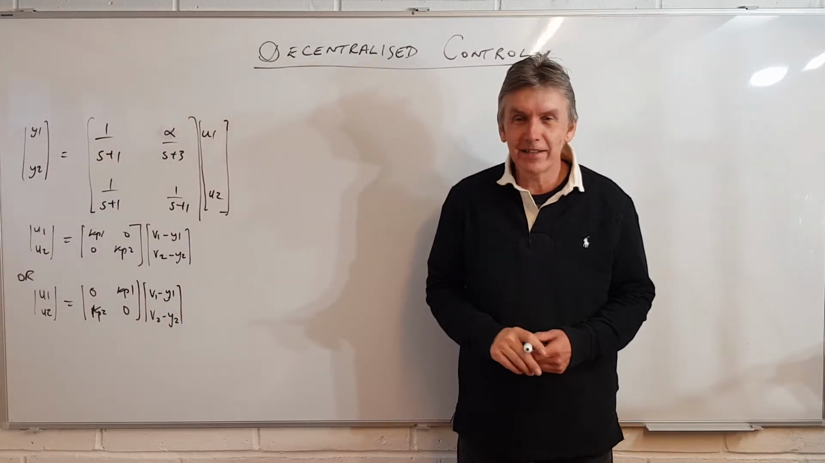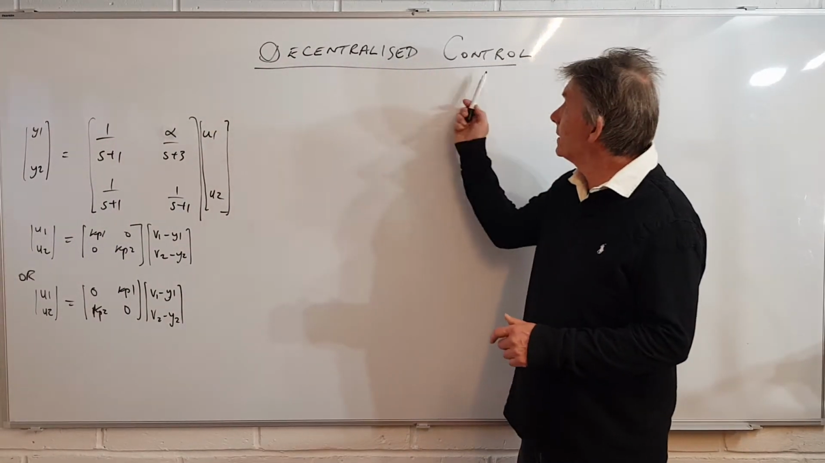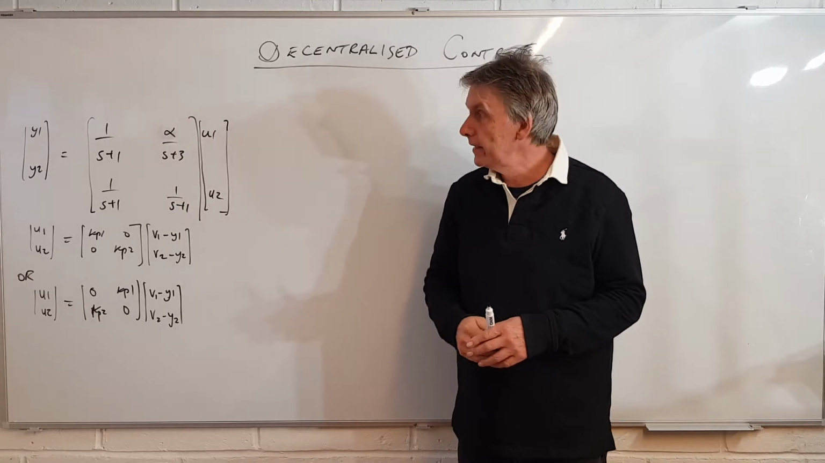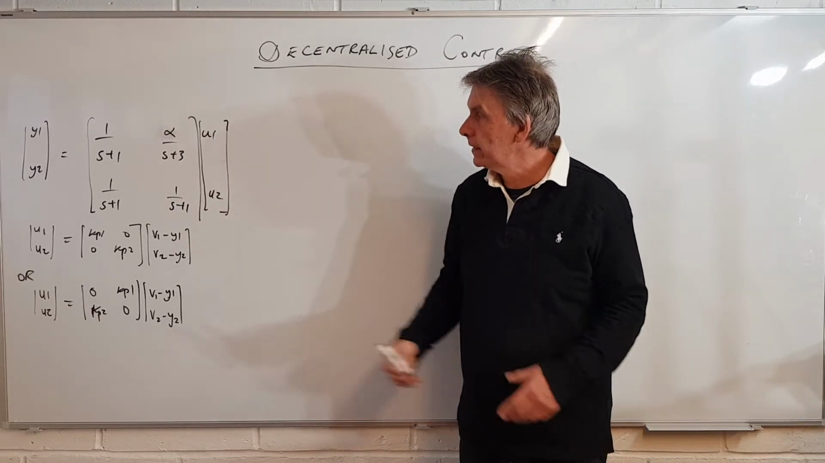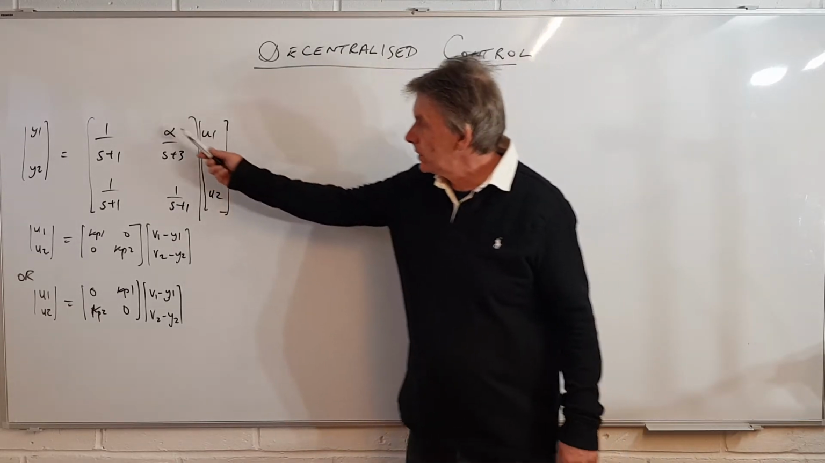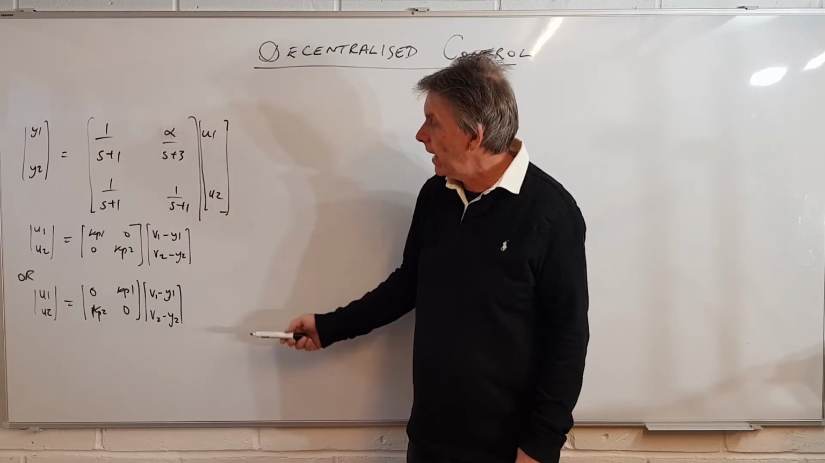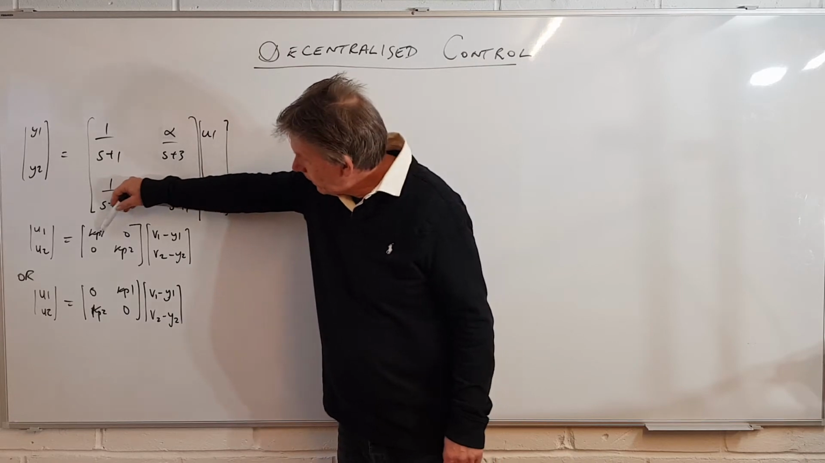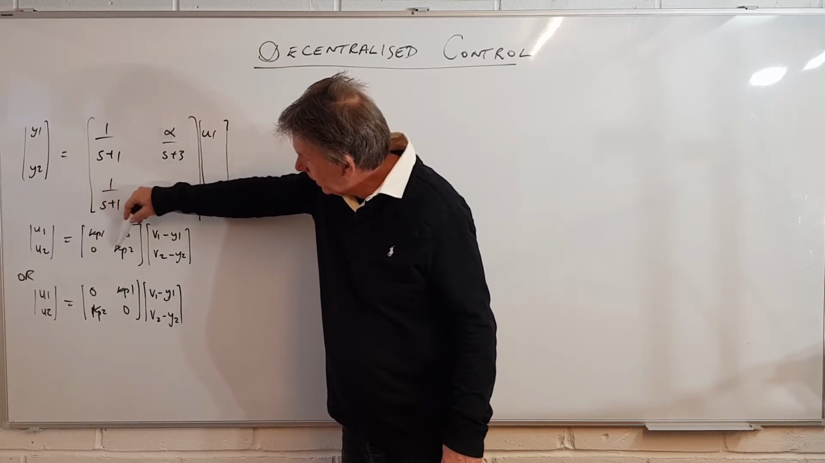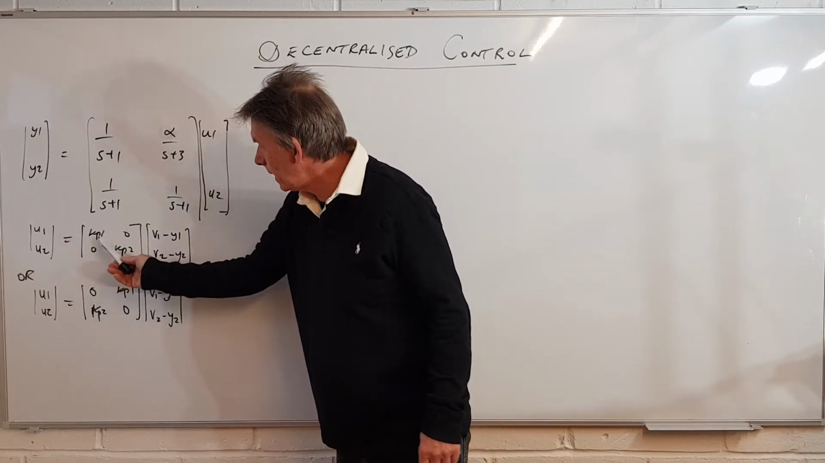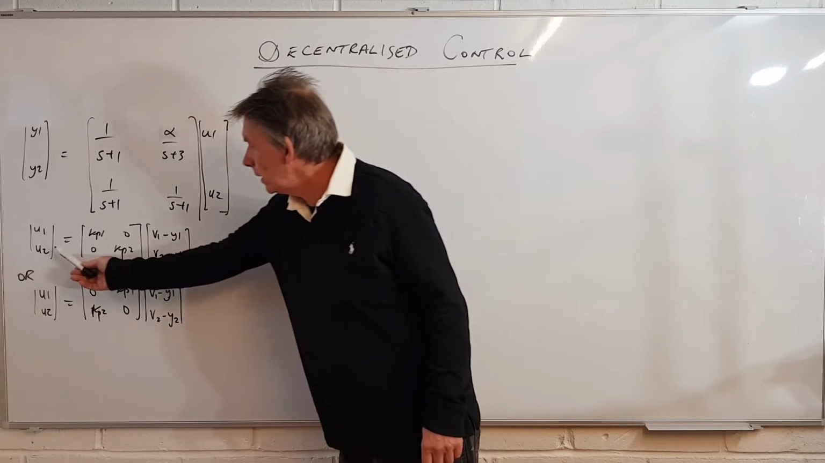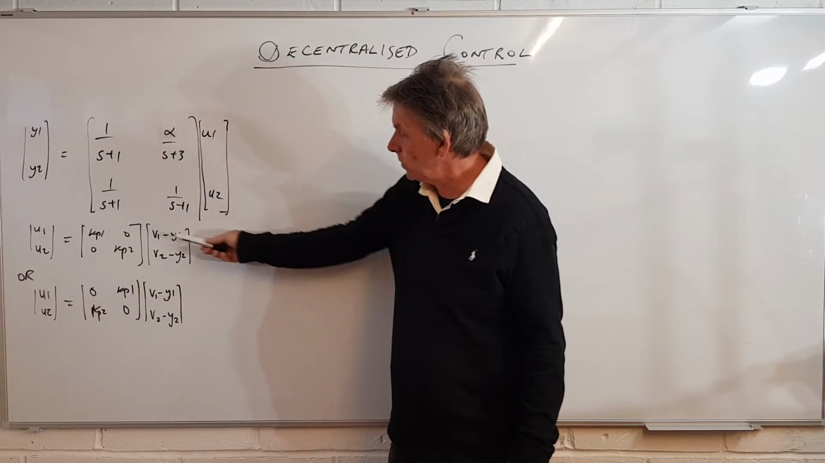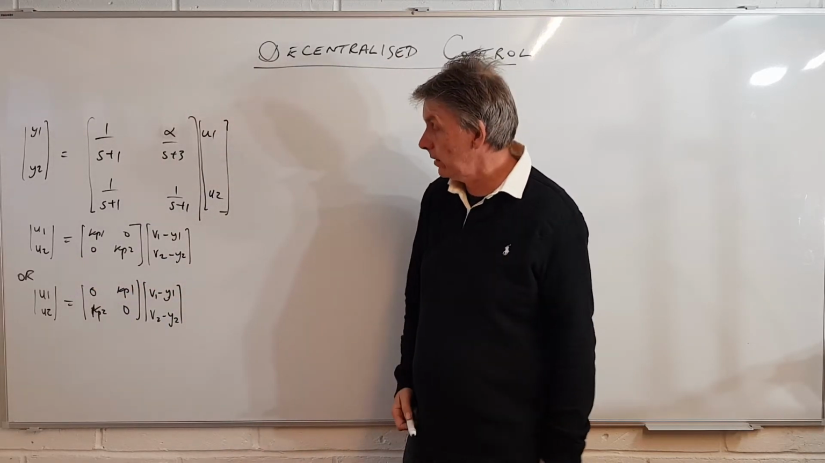Hi, good afternoon again. So today we're talking about decentralized control, and as a little example we've got this setup here. Here we've got a multivariable transfer function and we've got two possible controllers. The first one has the controller as a diagonal matrix shown here, so we've got U1 is KP1 times error 1, U2 is KP2 times error 2, so that's one type of decentralized controller we could have.